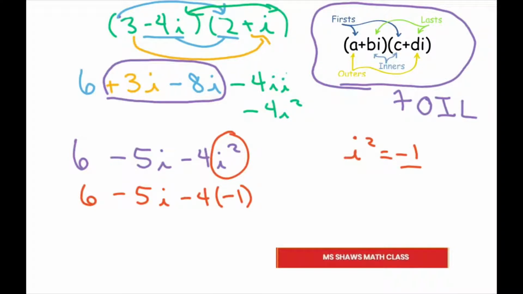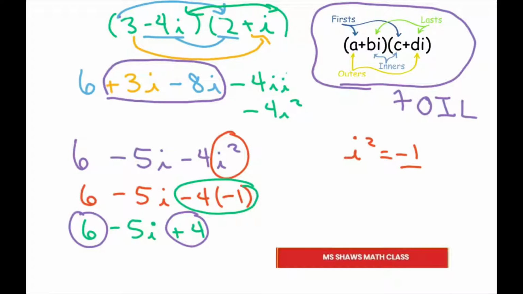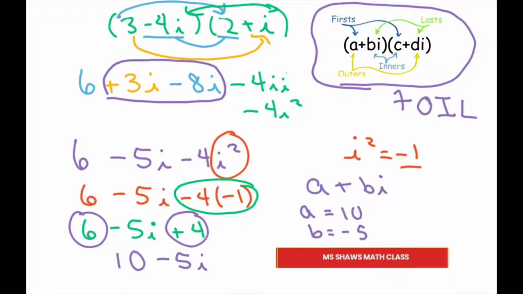Now simplifying this, we get 6 minus 5i. And multiply these two, and that's a positive 4. We can still simplify the 6 and the 4. So 4 plus 6 is 10. And then we still have our 5i. So when you have a plus bi, your a component is 10. And your b component is negative 5. Now that's this method. And that method can be confusing if you have never used it.